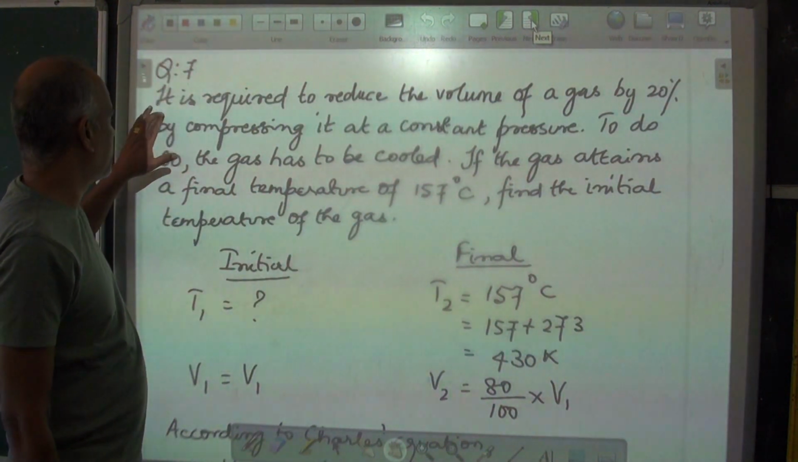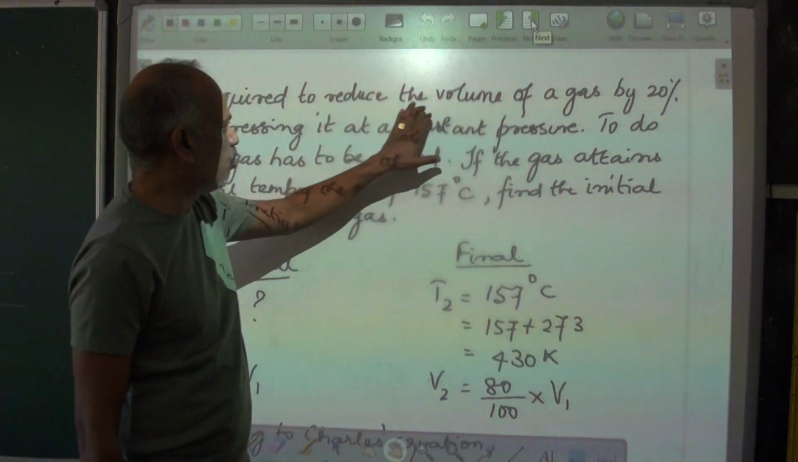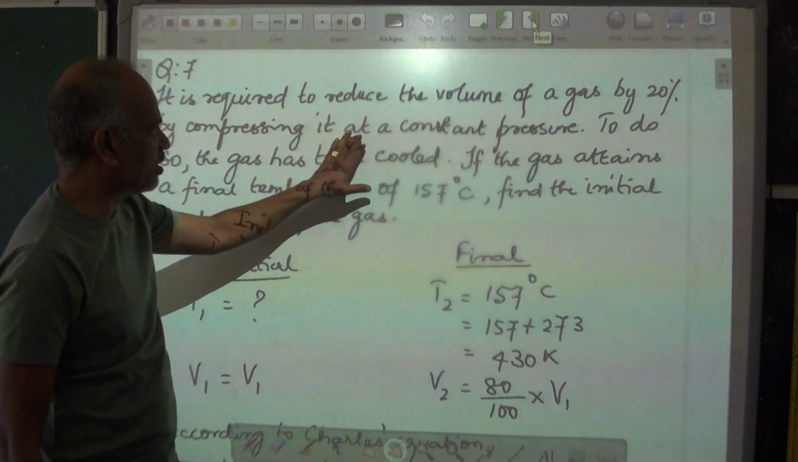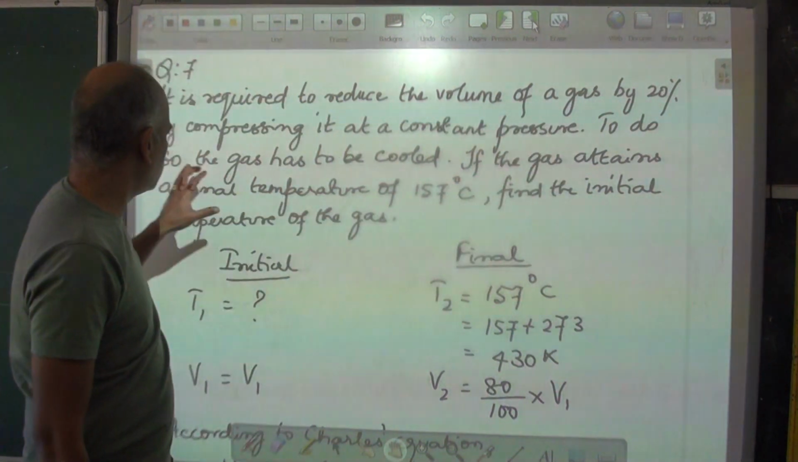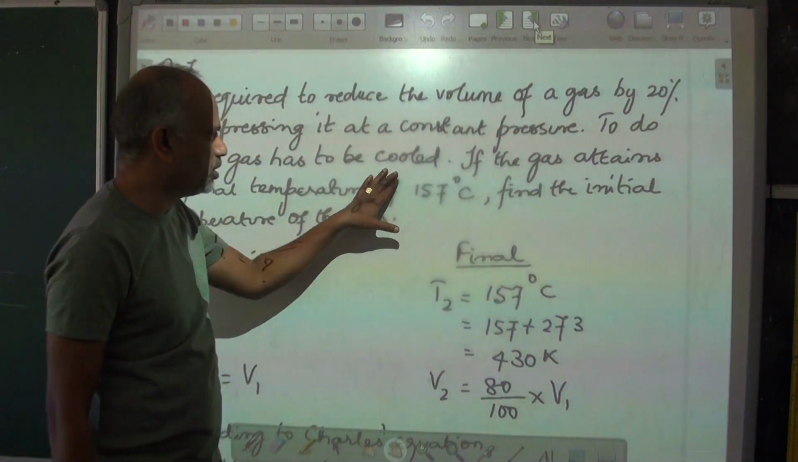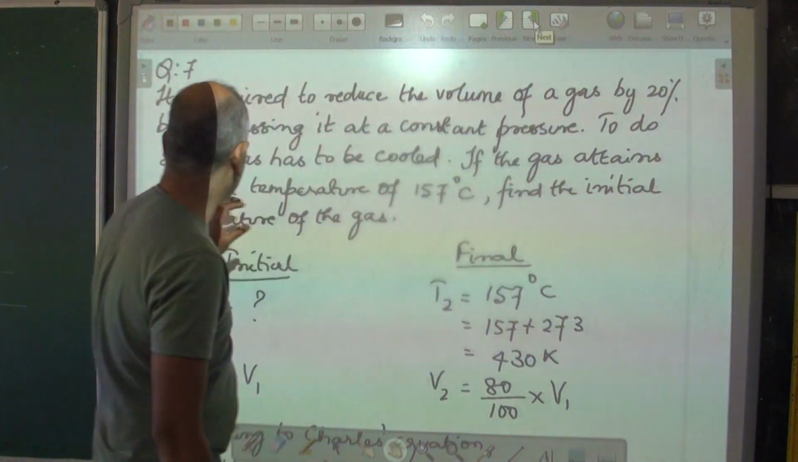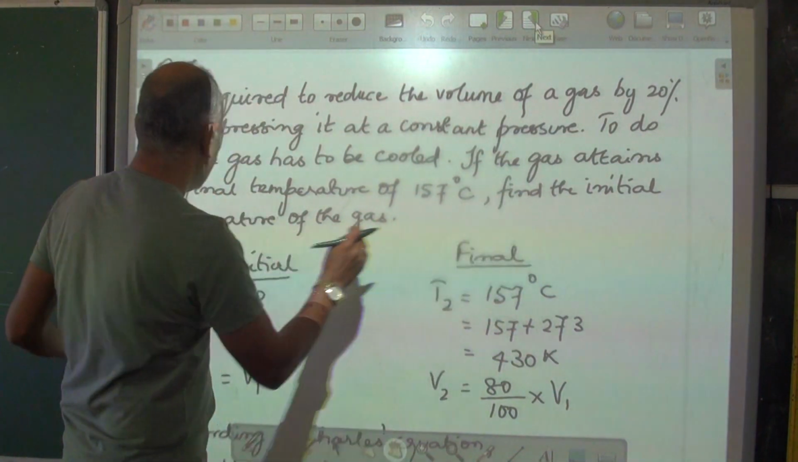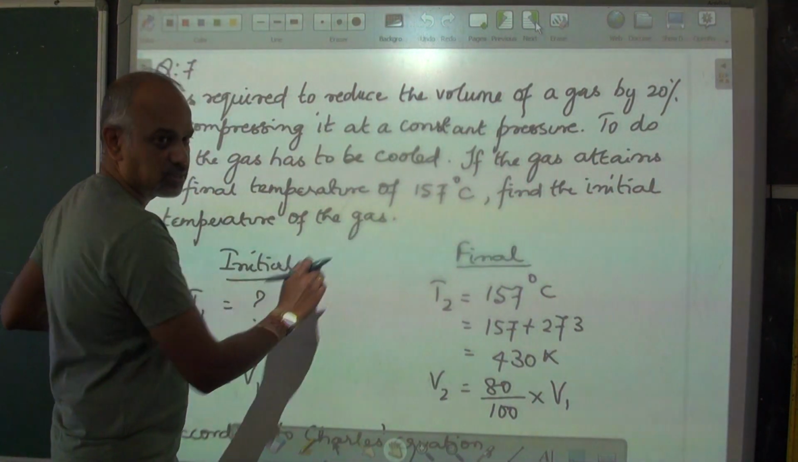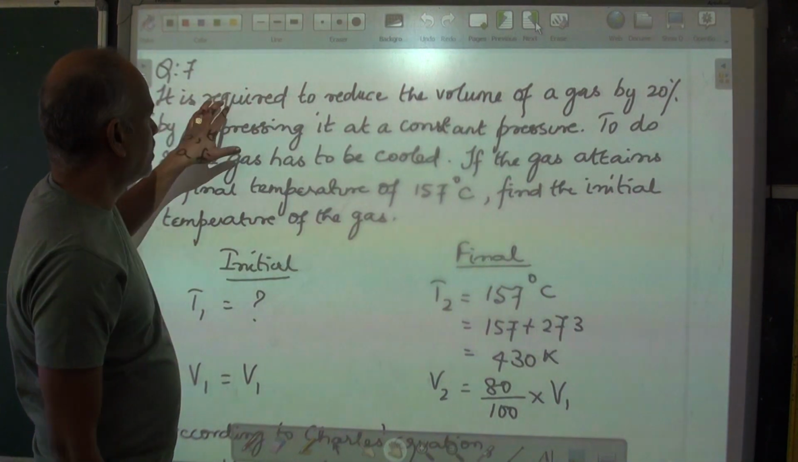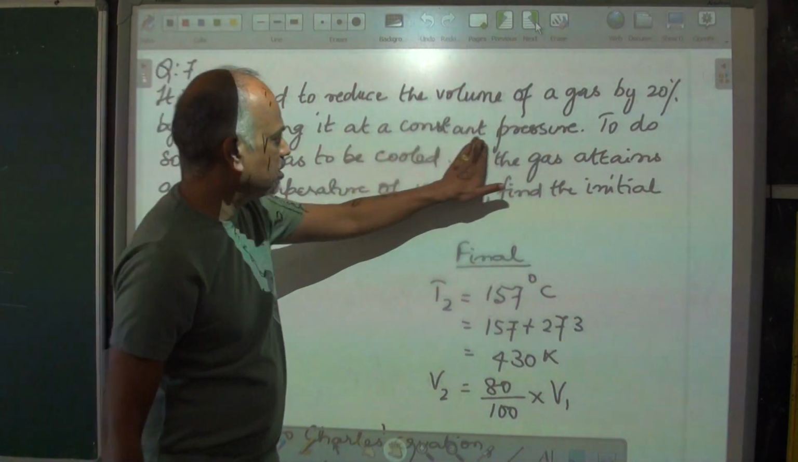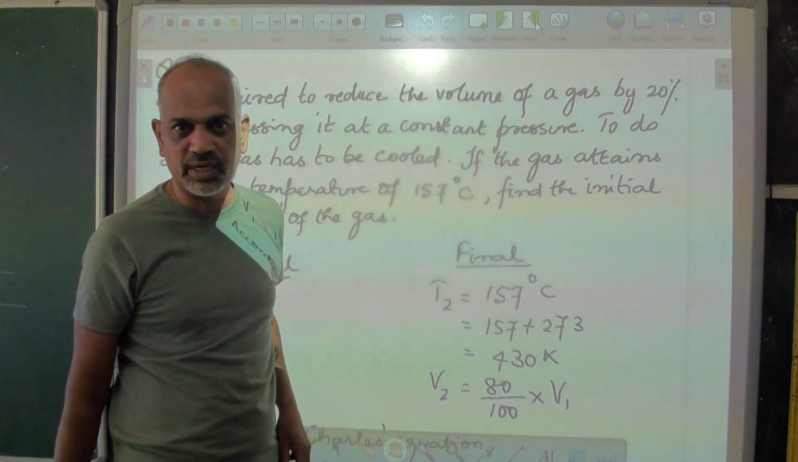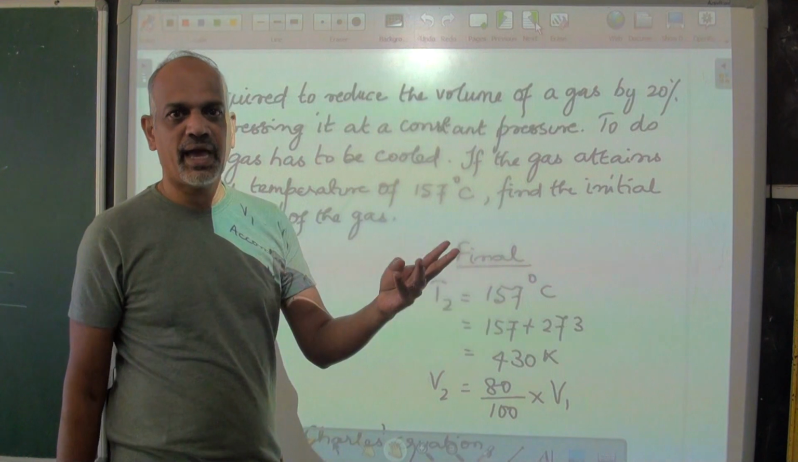Question number 7. It is required to reduce the volume of a gas by 20% by compressing it at a constant pressure. To do so, the gas has to be cooled. If the gas attains a final temperature of 157 degrees Celsius, find the initial temperature of the gas. What is going to be constant is here. The pressure is constant. So pressure is not going to change. It's only related to volume and temperature.